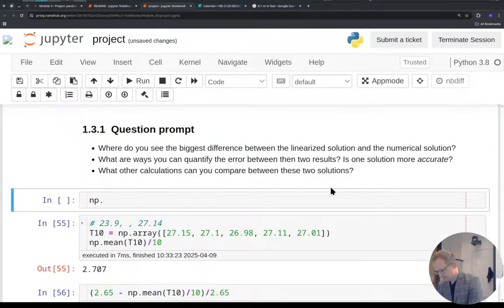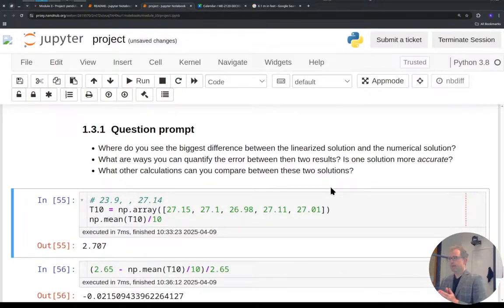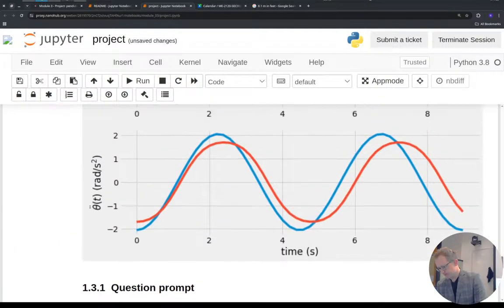But generally the numerical solution will always be more accurate, right? Unless you're talking about really small scale stuff. The numerical one's more accurate than the linear. Shouldn't that always be true? Is the numerical more accurate than the linear?